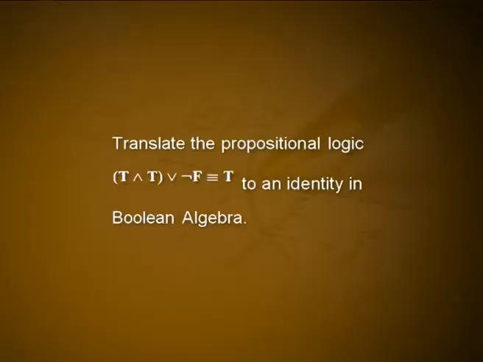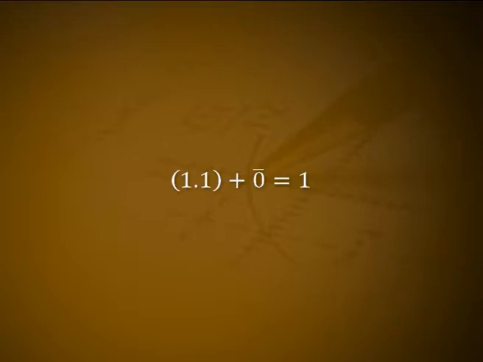Now, we will see the translation of propositional logic to Boolean algebra. Example 5. Translate the propositional logic T disjunction T conjunction negation of F is equal to T into an identity in Boolean algebra. Solution. We obtain an identity in Boolean algebra when we translate each T into a 1, each F into a 0, each disjunction into a Boolean sum, each conjunction into a Boolean product and each negation into a complementation. We obtain 1 dot 1 plus 0 bar is equal to 1.